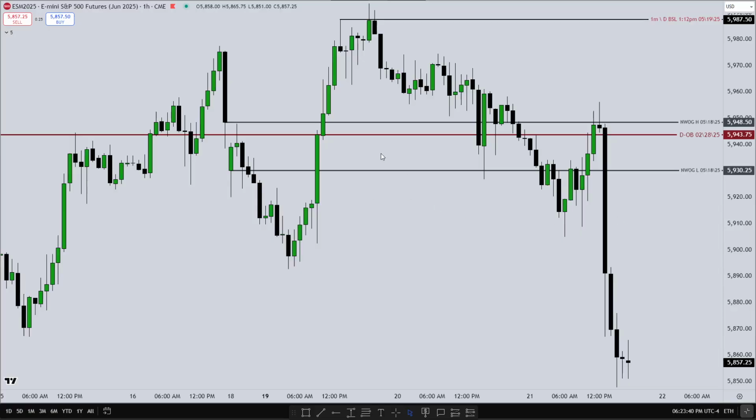Next slide, we have the hourly chart. You can see that candle just slapped everyone in the face that was long below this low and this low. Sell side got attacked.